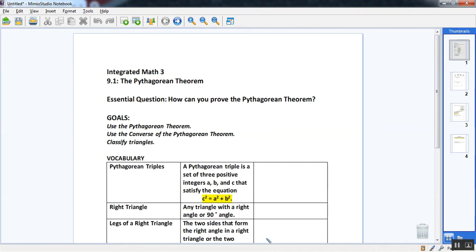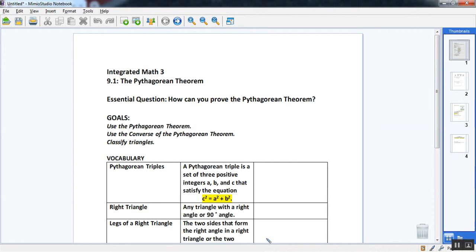Okay, is it a specific kind of triangle? A right triangle, exactly. One of the angles has to be how many degrees, kids? 90 degrees. So you guys have had exposure to this, and today we're going to take some things a little bit further with this. So 9.1 is titled Pythagorean Theorem.